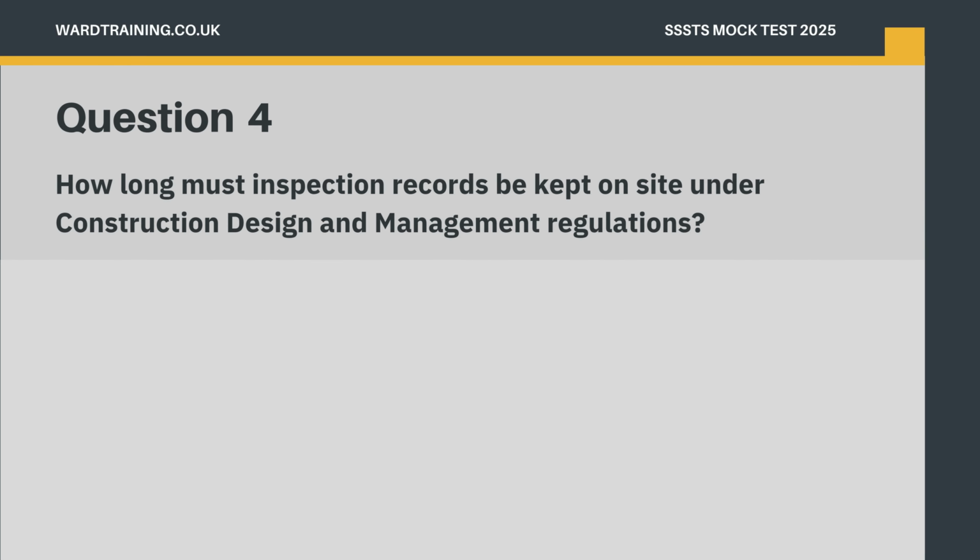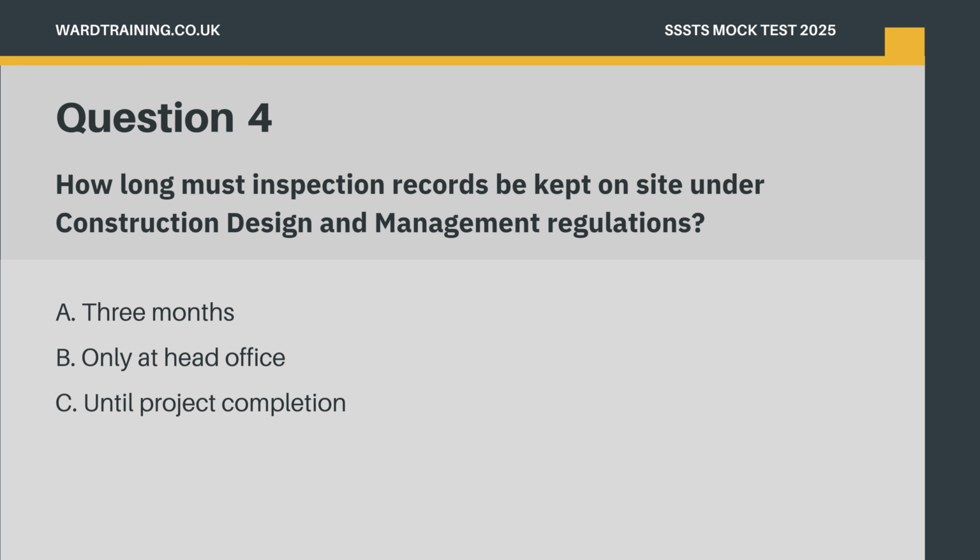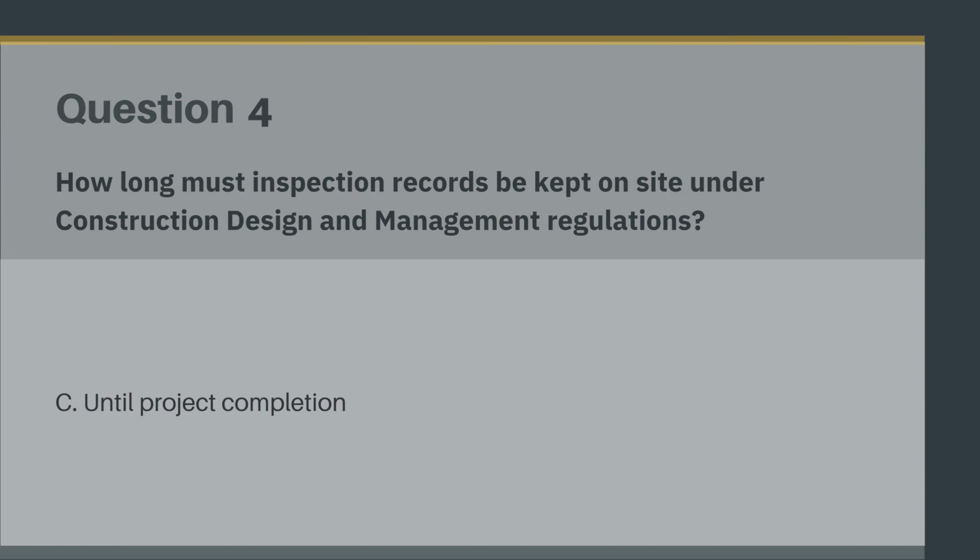Question 4. How long must inspection records be kept on site under Construction Design and Management regulations? A. 3 months. B. Only at head office. C. Until project completion. D. 1 month. Answer. C. Until project completion.